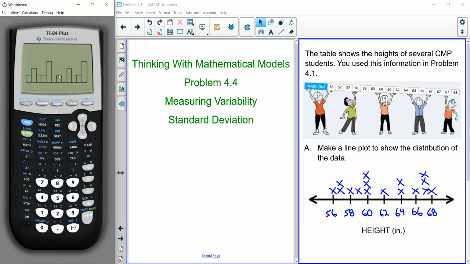And what we get is a histogram that basically shows the same thing. There's the one student that's 56, the two that are 57, the three that are 60, and the three that are 67. You notice I'm missing my 68. Maybe I need to go to the window and take this up to 69. There it is. All right, let's move on.